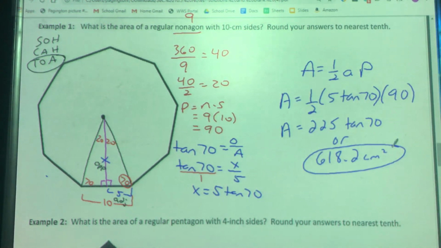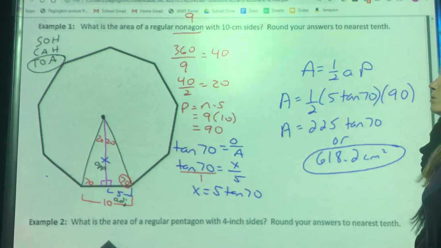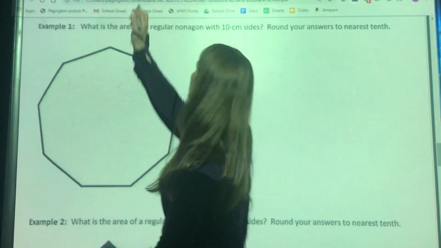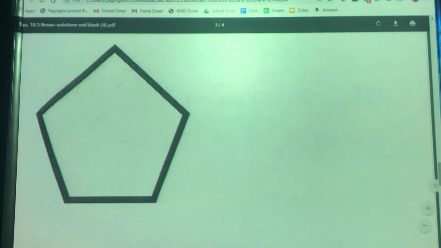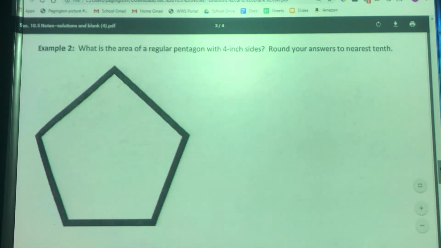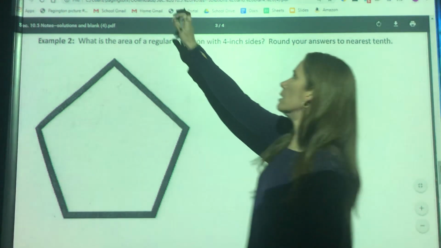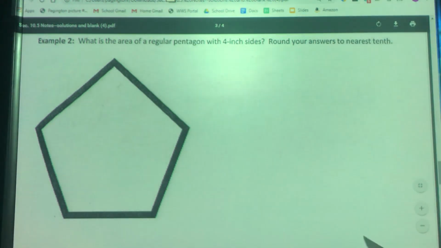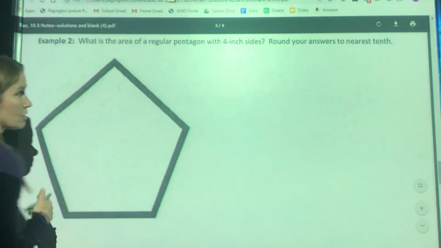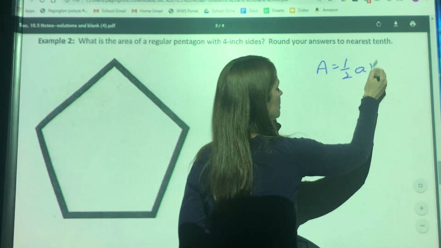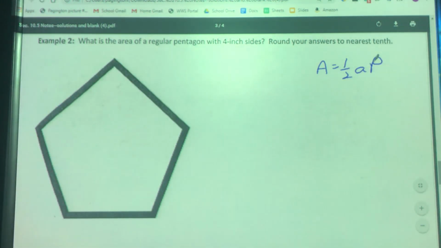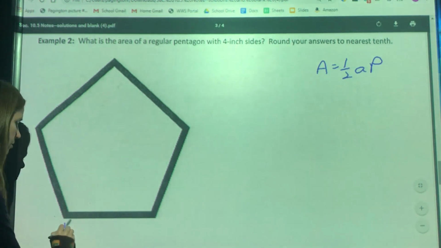All right, let's go ahead and do example 2. Let's get that moved up. And this is going to be a pentagon this time. So for a pentagon, it says, what is the area of the regular pentagon with 4-inch sides? Round your answers to the nearest tenth. So we're starting off the same way. We know that we're going to end up using our 1/2 apothem times perimeter formula. We don't have another option for that. We know that it told us that one side is 4, so I'm going to go ahead and show that.